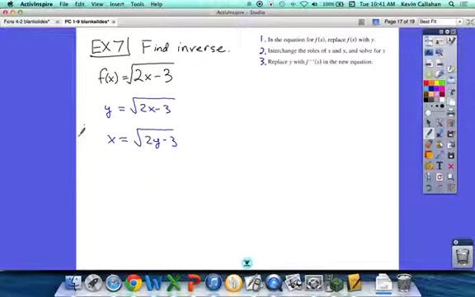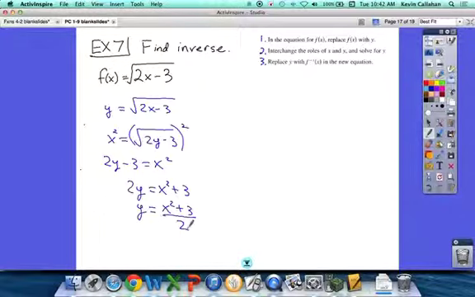Solve for y. Okay, it's a radical equation. The radical is isolated. Next step would be to undo the radical by squaring both sides, right? So this becomes squared and squared. So now we've got 2y minus 3, I switch sides, equals x squared. Add 3, divide by 2, right? 2y equals x squared plus 3. Y equals x squared plus 3 over 2.